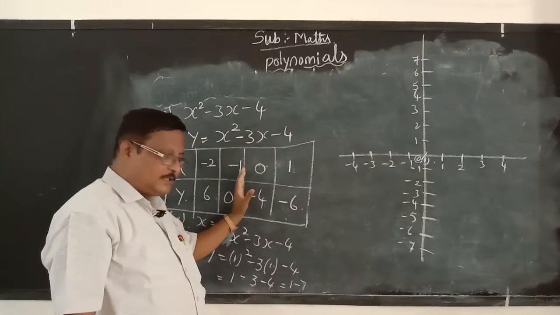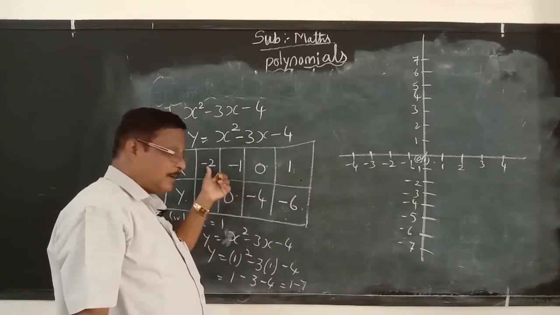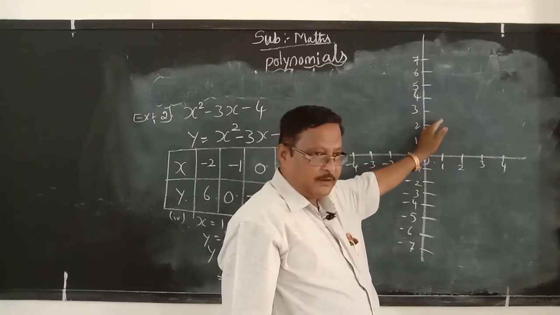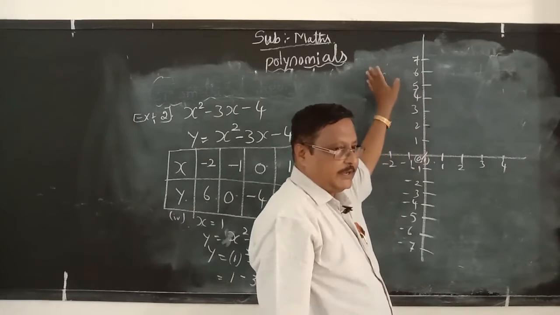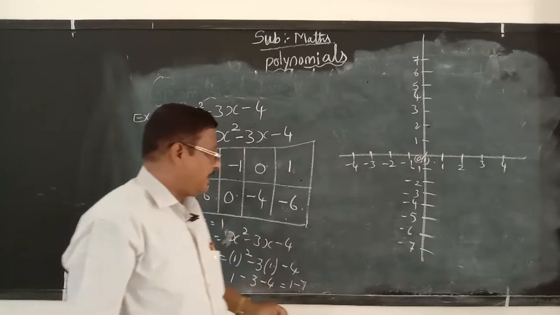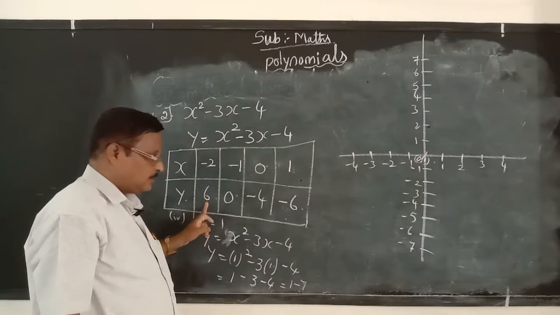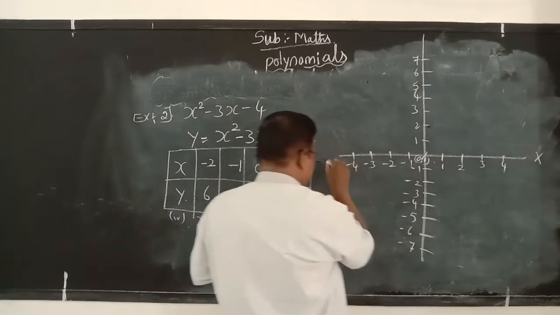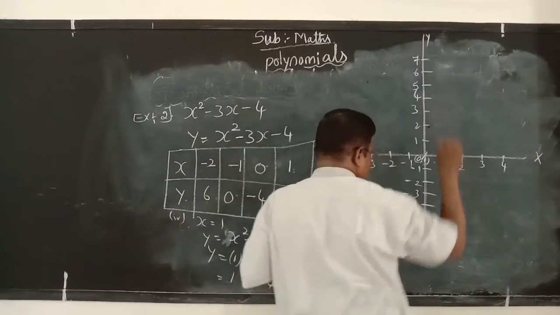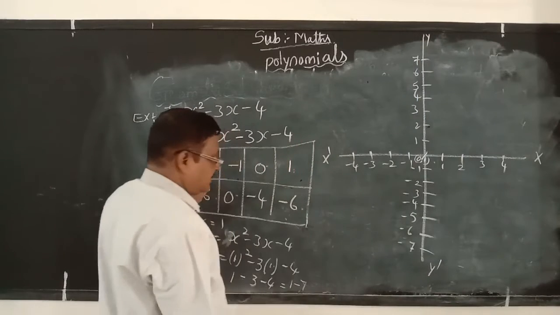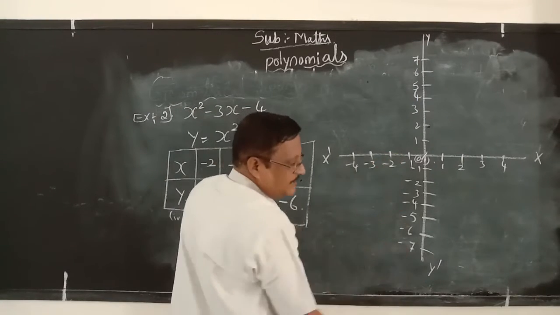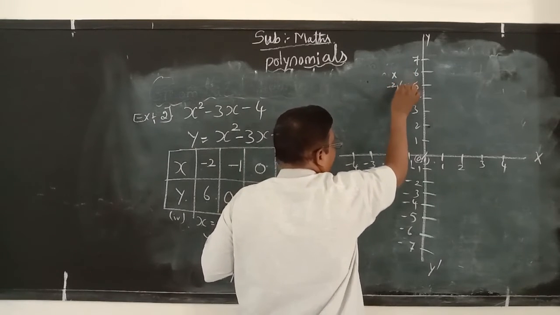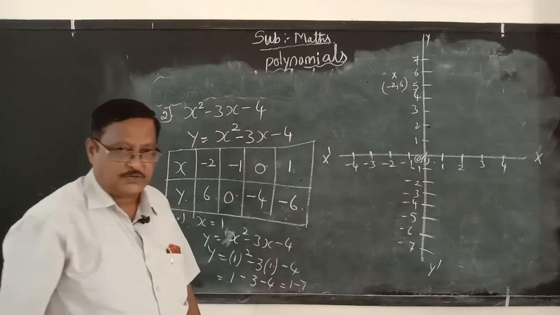Next, from this table, the points are located in the graph paper. This is the graph paper, this is the first quadrant, this is the second, third and fourth quadrant. You locate the points. Here when x is equal to minus 2, y is equal to how much? 6. This is the x axis, x dash, this is y, this is y dash. Here x value is minus 2, y value is plus 6. Plus 6 means straight you go here, minus 2 comma 6. This is the first coordinate point.